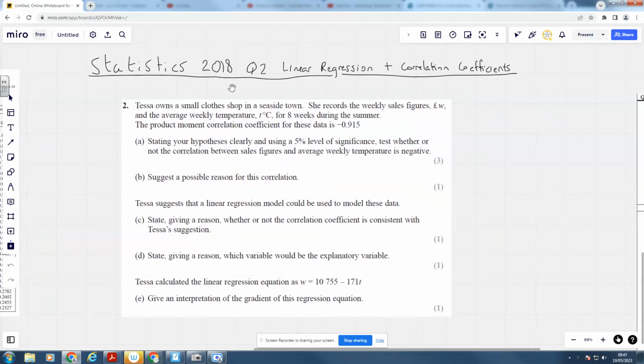I finally got round to doing the linear regression questions in the statistics papers. I've got linear regression to do and the discrete random variable stuff to do. I think that's the other topic. They tend to be the 5 topics which come up.